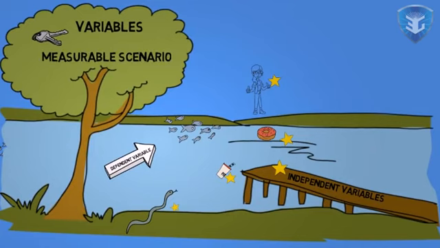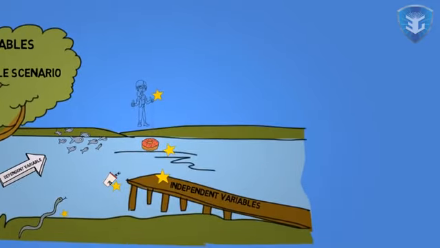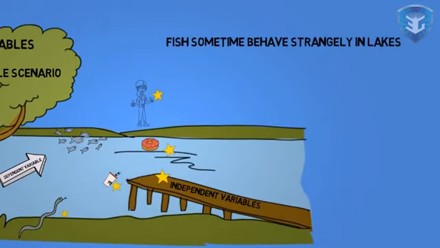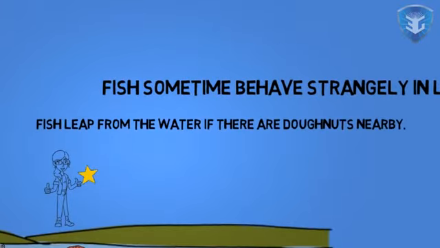Next, let's see if we can write a measurable scenario or a testable hypothesis. Let's go, Jenna. Fish sometimes behave strangely in lakes. Well, the problem here is we have a dependent variable, but we don't have an independent variable, and it's nearly impossible to measure how strangely something is behaving. So this is not a good hypothesis. How's this one? Fish leap from the water if there are donuts nearby. Well, that's actually pretty good.